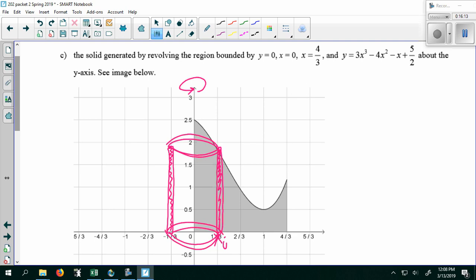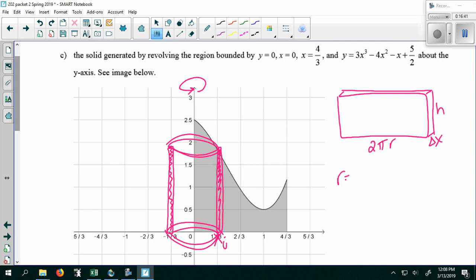Okay. So there's one representative cylindrical shell. When I unroll it, I'm going to get a rectangular box. The thickness of that box is delta x. The length of the box is 2 pi r. The height of the box is the height of the rectangle.